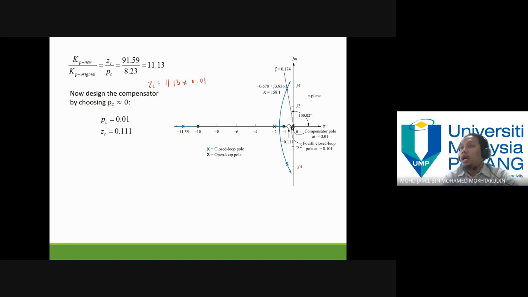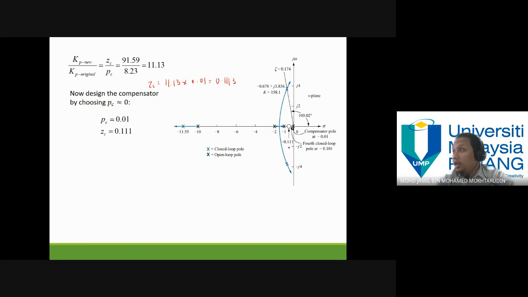Okay. So you get K equals 0.1113. Okay, and then you can plot this PC and ZC on the S-plane and sketch a root locus. Or in MATLAB, you can sketch this using MATLAB.